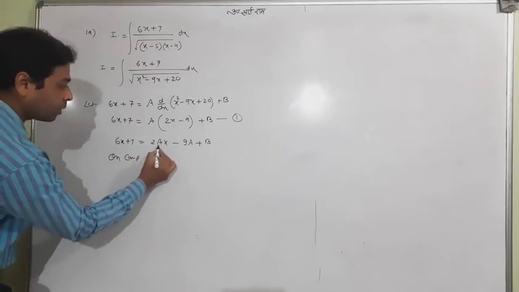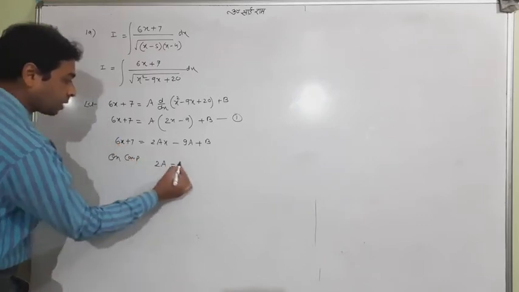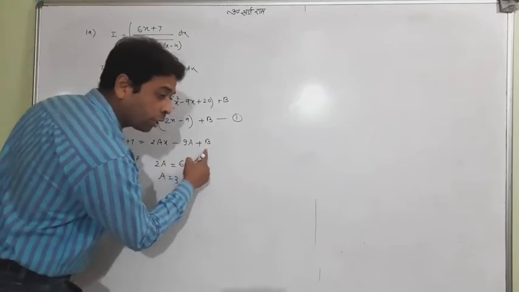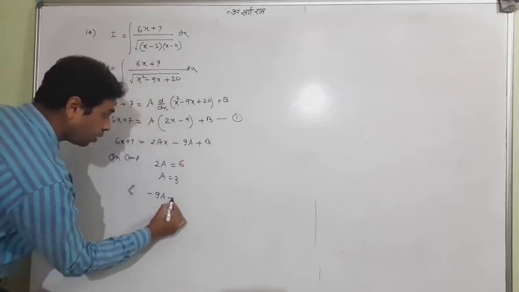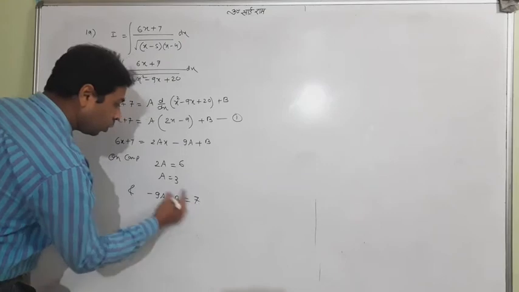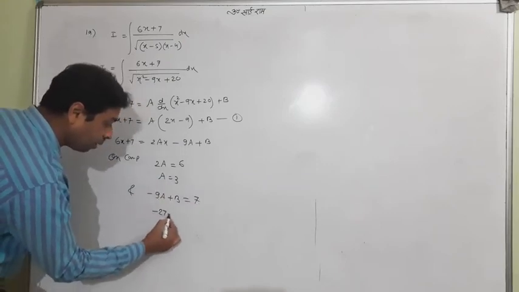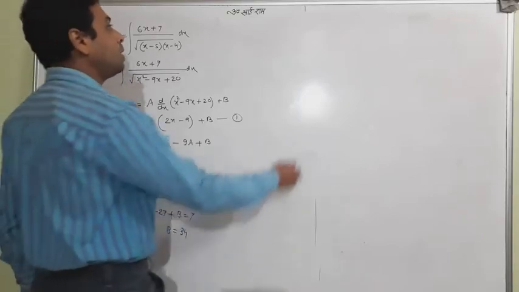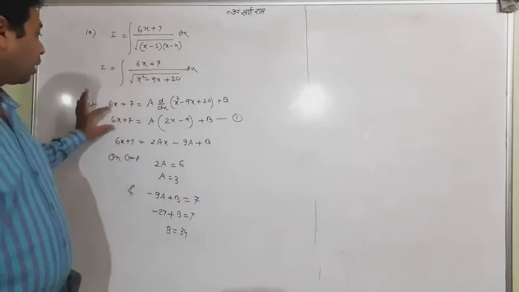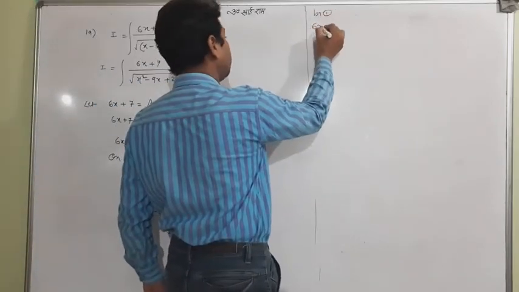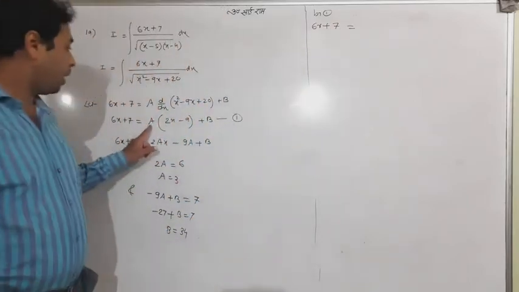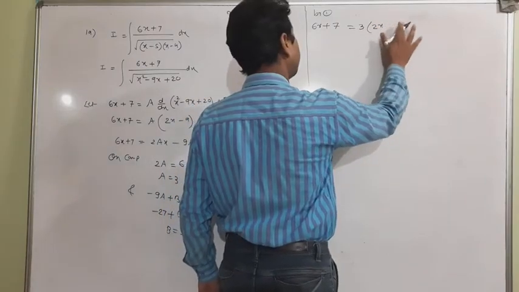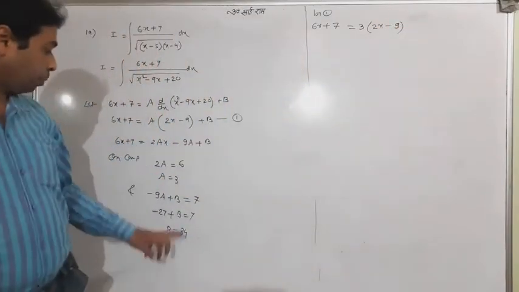The coefficient of x is 2A and the coefficient of x is 6. So A will be 3. Comparing the constant term, −9A + B will be 7. Your A is equal to 3, 3 nines are 27, plus B is equal to 7, so B is equal to 34. You have got A and B. So guys, now you will put both of the values in equation 1. So 6x + 7 equals A, the meaning of A is 3, into (2x − 9) plus B, which is 34.